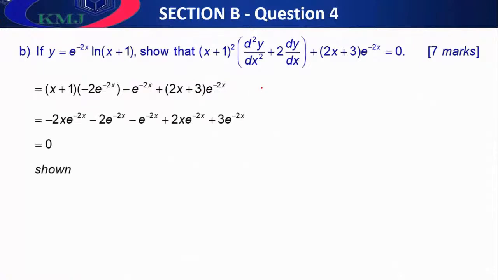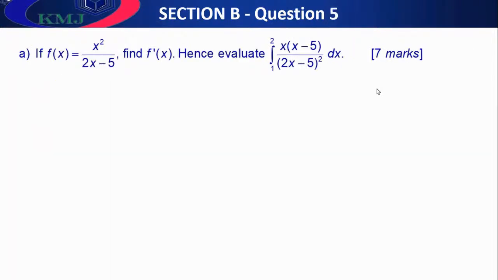Alright, and then we just simplify. We just multiply them together. So x times negative 2e power of negative 2x, we get here, and then 1 times negative 2e power of negative 2x, so this is what we get. And the same goes here, we just multiply and then we get 0 as what the question wants. Shown. So K1 for simplify and then J1 for equals to 0.